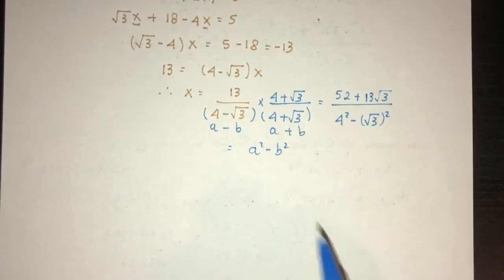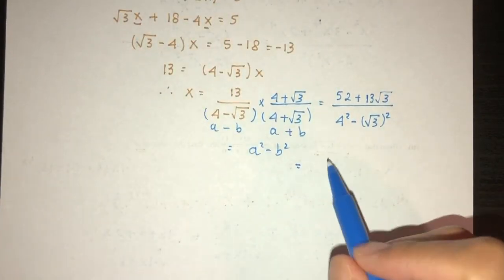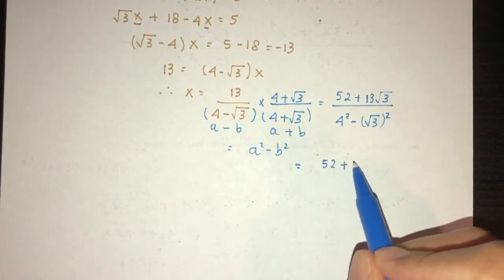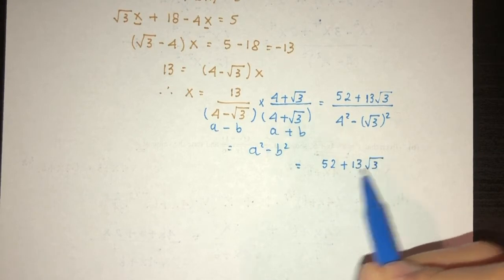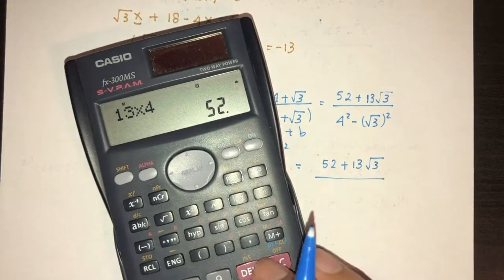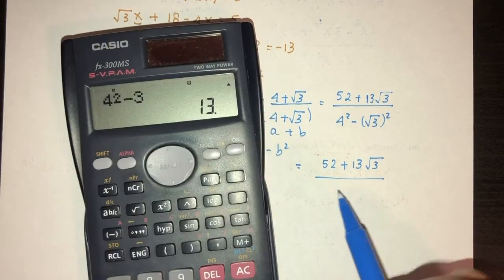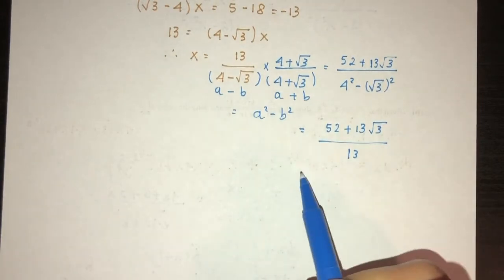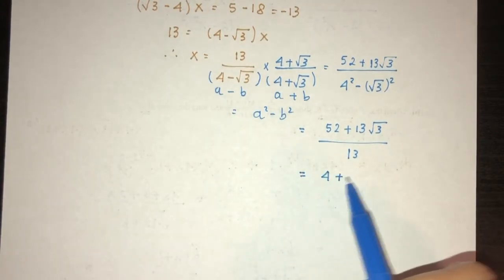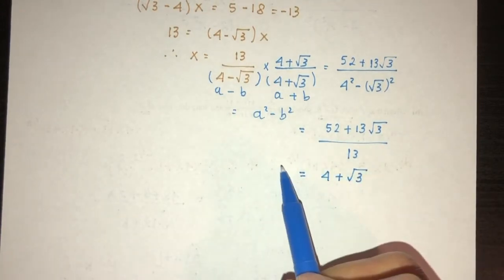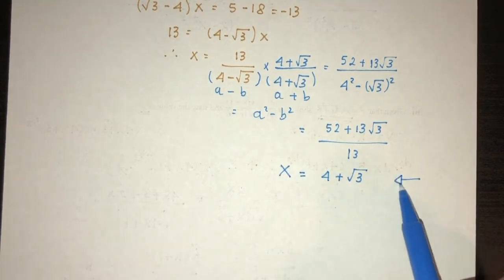Now let's simplify. The top is the same, doesn't change, right? The base will be 4 squared is 16 minus 3, that will be 13. So your answer, if you simplify, will be 4 plus root 3. This is your value for x. That is the first answer.